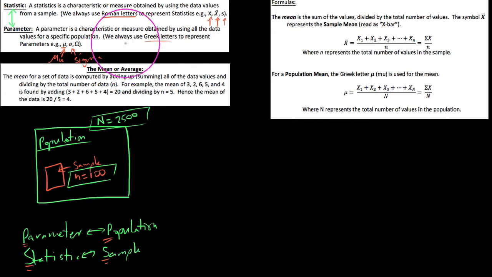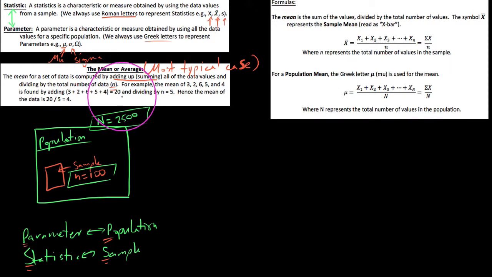All right, so we talk about the average. When you hear the word average, it's kind of like saying the most typical case in a set of data. And remember, this video is to introduce us to measures of central tendency, so it's telling us where the center of the data is. It's found by adding up, or summing, all of the data values and then dividing by the total number of data.